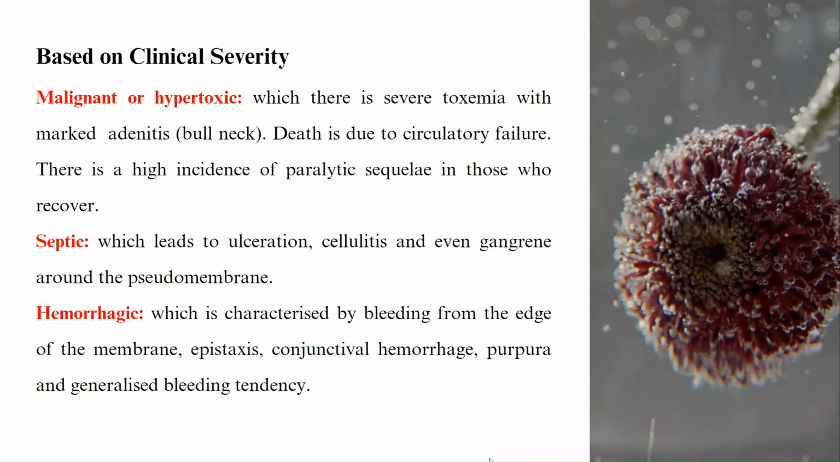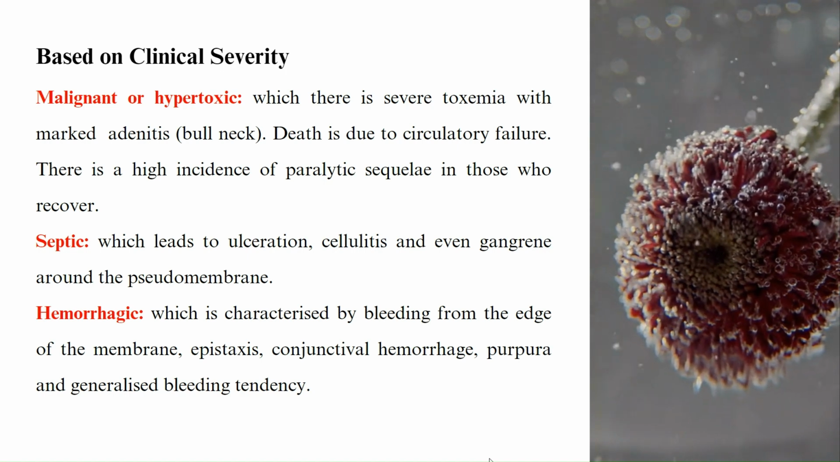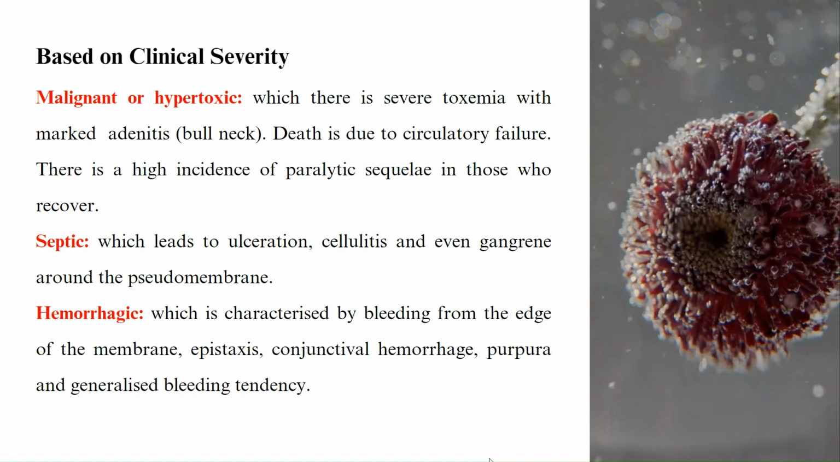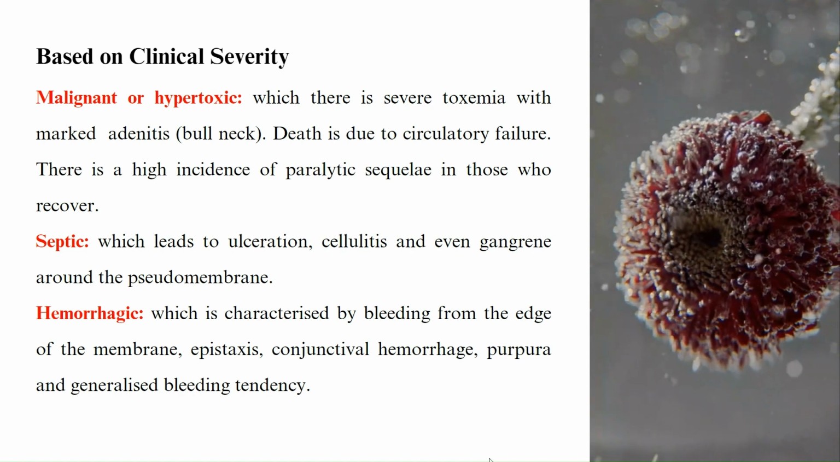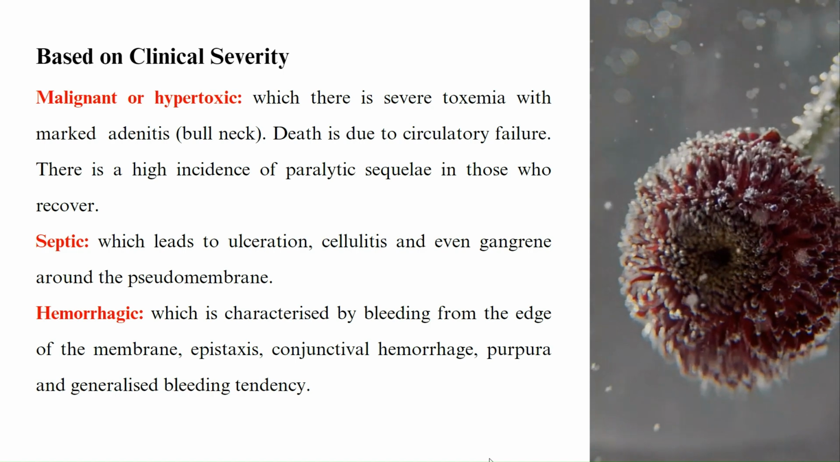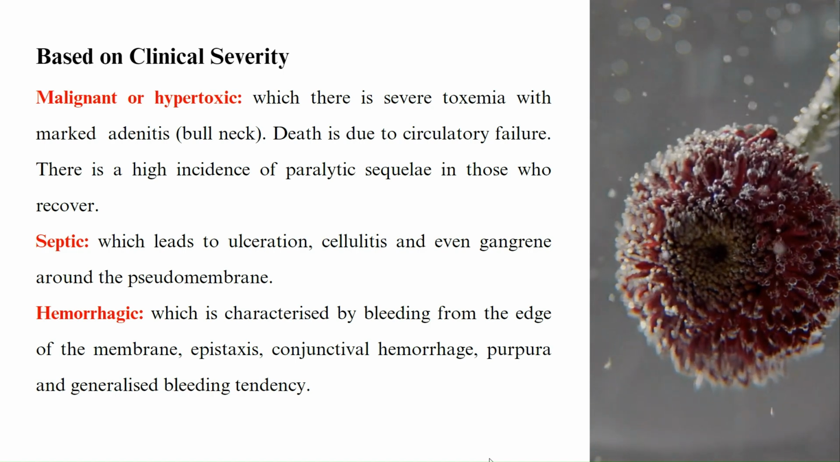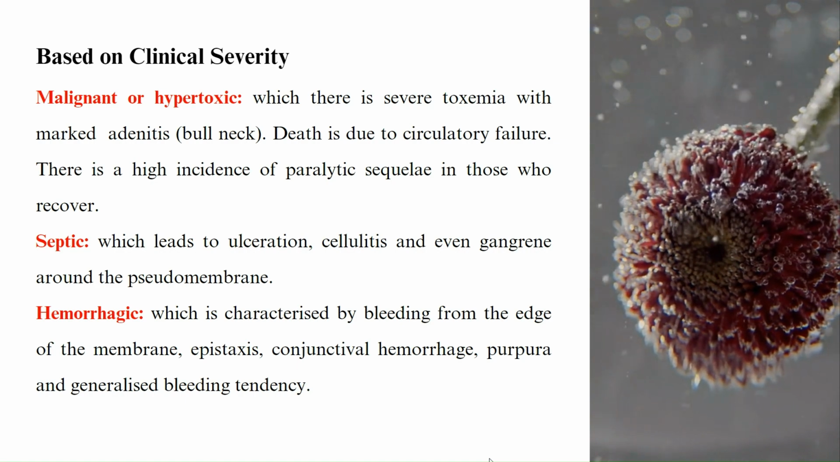Death is due to circulatory failure. There is a high incidence of paralytic sequelae in those who recover. Septic, which leads to ulceration, cellulitis, and even gangrene around the pseudomembrane. Hemorrhagic, which is characterized by bleeding from the edge of the membrane, epistaxis, conjunctival hemorrhage, purpura, and generalized bleeding tendency.